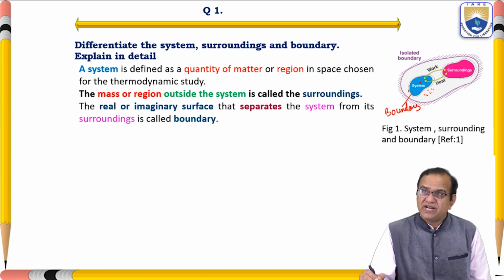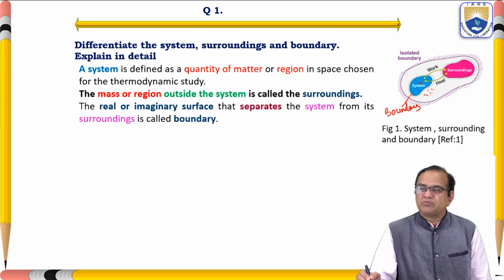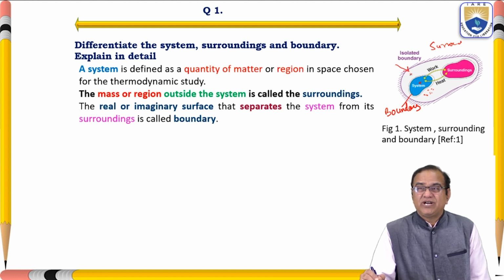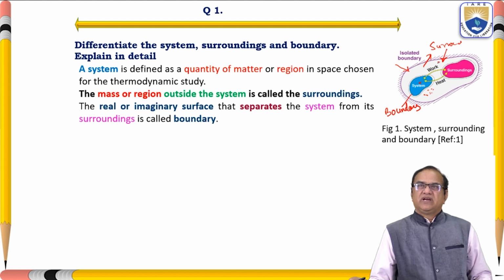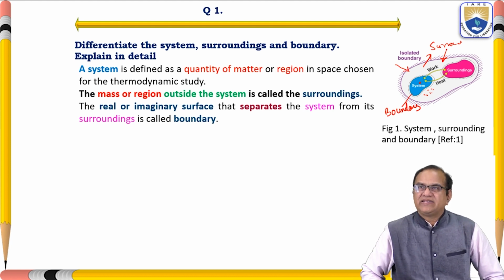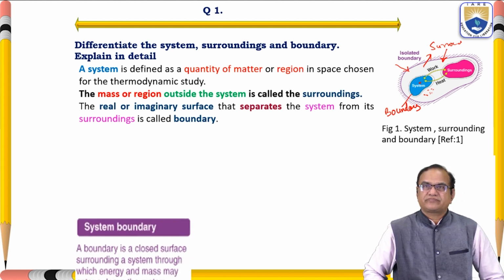So the system is different, the surrounding is different, and the combination of both is called the universe. If we take this whole as a system, and here is the surrounding, this is your boundary, and this is the isolated boundary. Work and heat will not transfer from here to here or here to here. So that is the system, surrounding and the boundary.